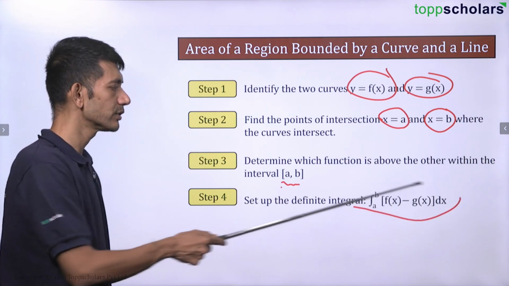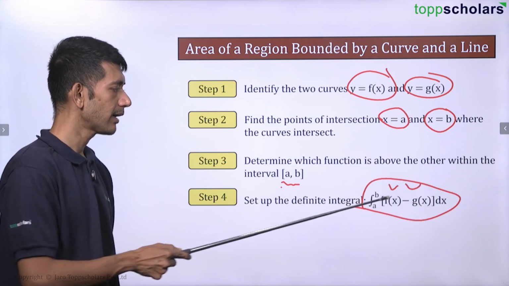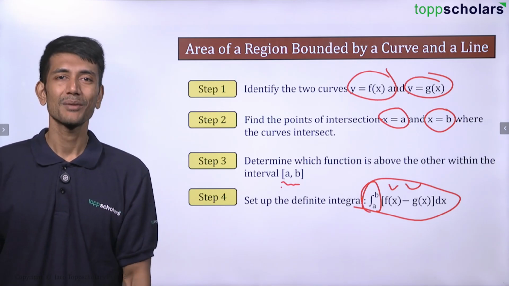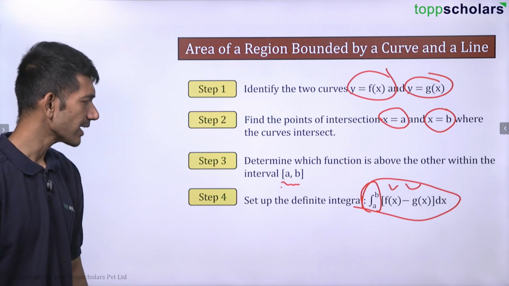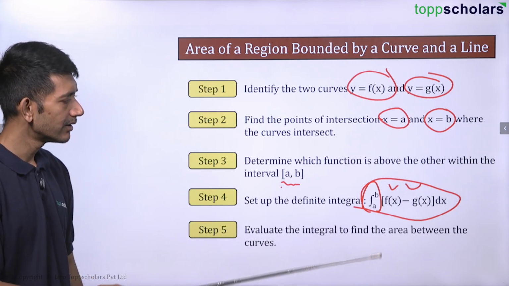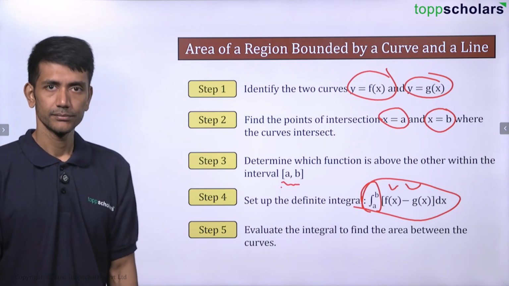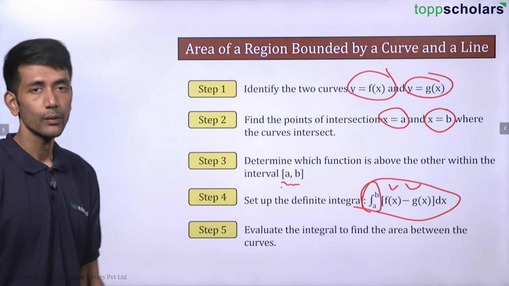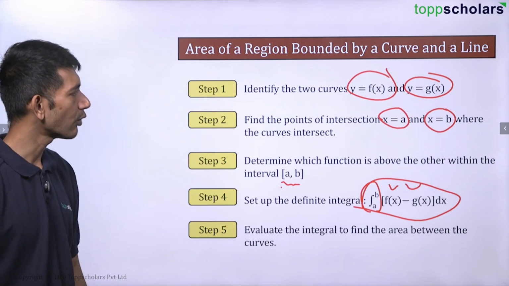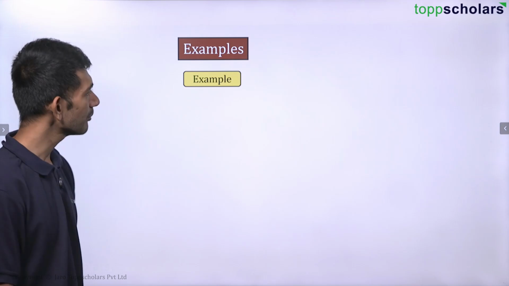Then we will use this formula, upper minus lower, and of course this is a definite integral. We'll substitute the upper limit and the lower limit in that. And then finally, we will evaluate the integral to find the area between the curves, right? So these are the steps involved. Okay, let us have a look at an example.